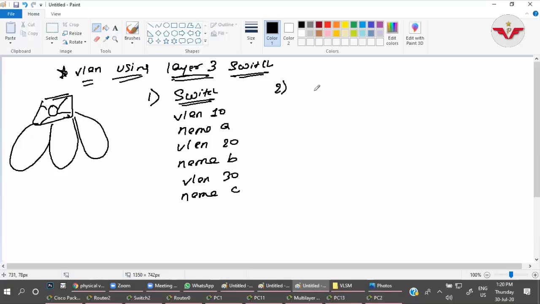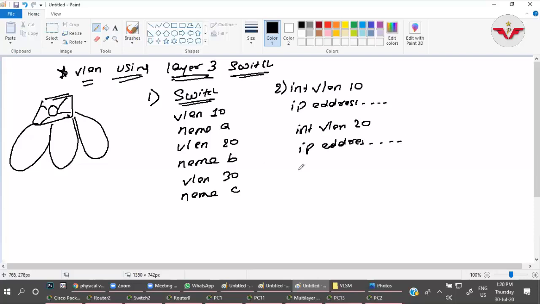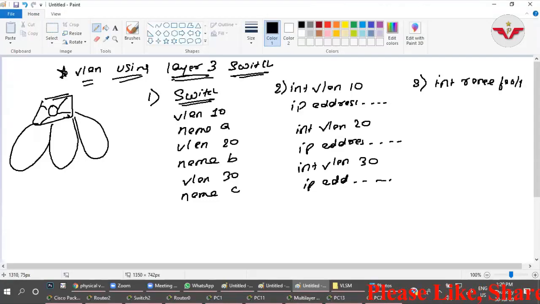Now the second step: go to int VLAN 10 and provide the IP address, whatever you want. Int VLAN 20, IP address of that network. Int VLAN 30, IP address, whatever. Okay. The third step, what was the third step? Create VLAN, provide the IP address. Now int range fa0/1, write it down here.